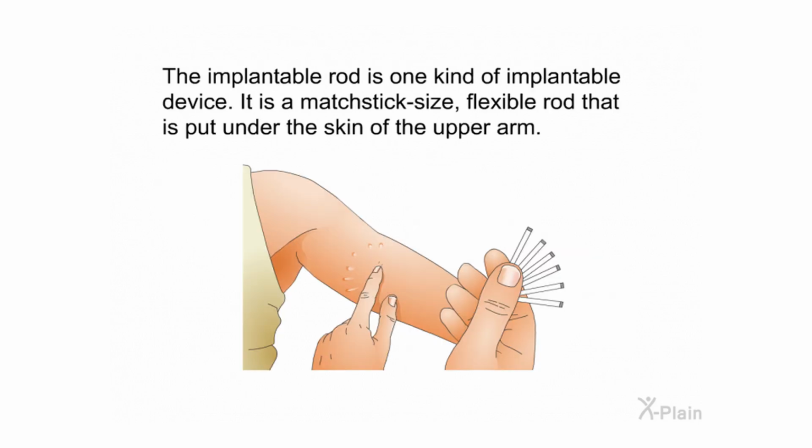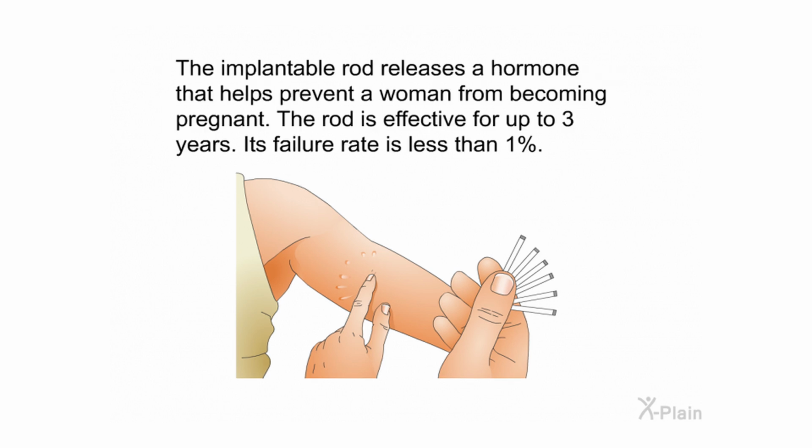The implantable rod is one kind of implantable device. It is a matchstick-sized flexible rod that is put under the skin of the upper arm. The implantable rod releases a hormone that helps prevent a woman from becoming pregnant. The rod is effective for up to 3 years. Its failure rate is less than 1%.